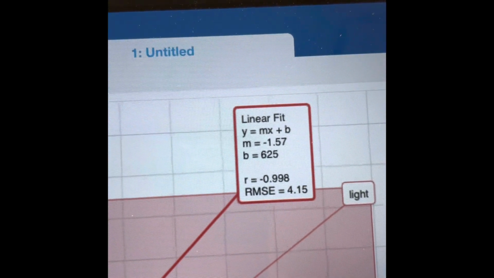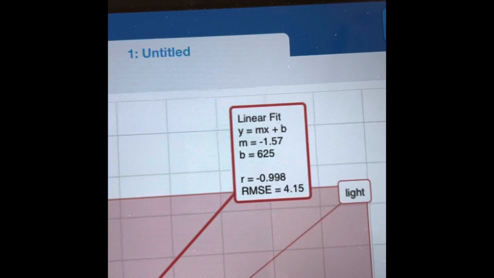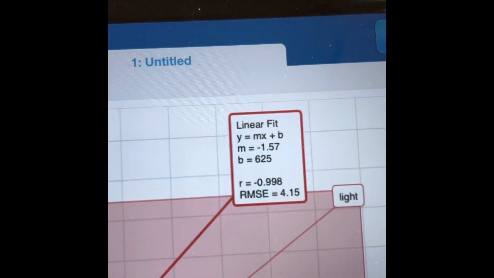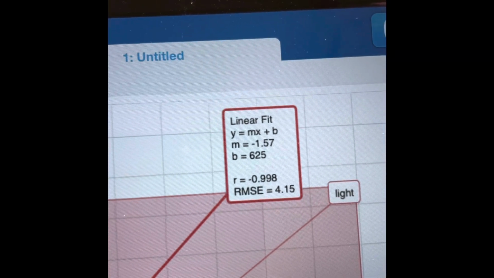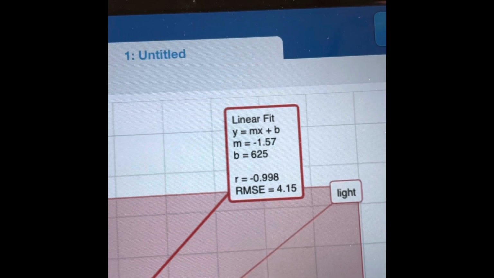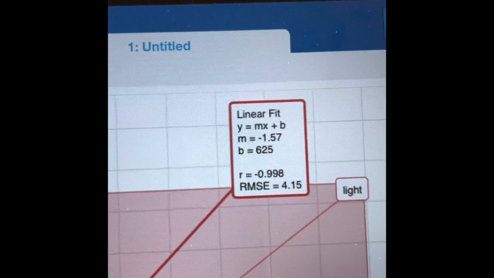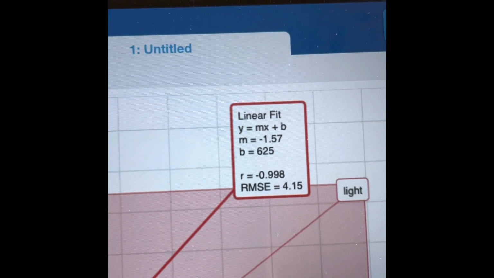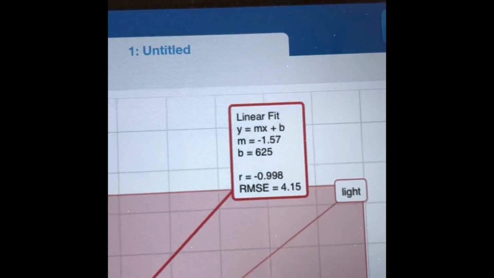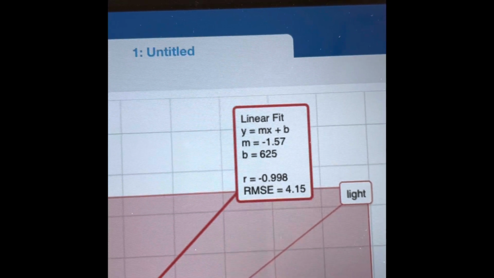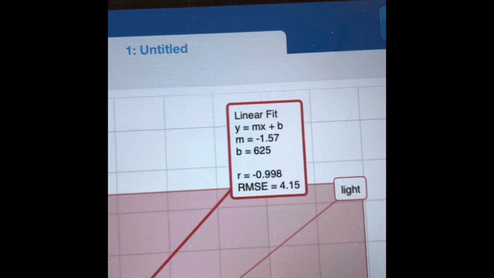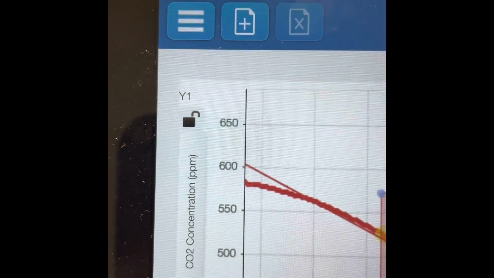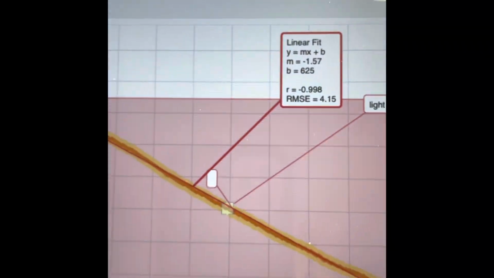We have a linear fit, so the equation for a straight line is y equals mx plus b, as you all know from Mrs. Smith, who, by the way, is an excellent teacher. And notice we have a slope and the y-intercept there, and the slope is negative 1.57. So there's our m value. And again, notice there's our y-intercept, and we could go and see where that's going through. So there we go.